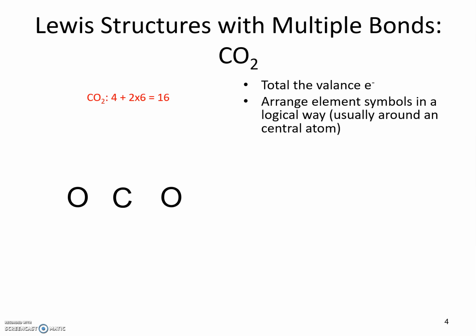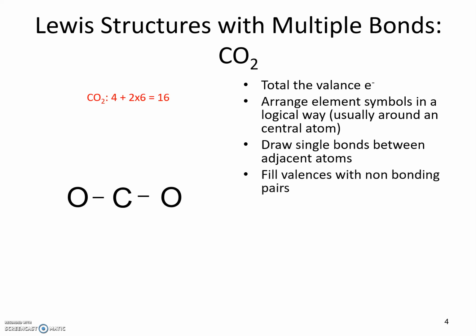Then, hopefully you remember, the next step is to draw single bonds between adjacent atoms. That is going to look like this. I'm using sticks once again for my bonds. And then I'm going to fill everything's valence. I'm still using all the same steps I used in my previous example. Non-bonding pairs means I'm going to pair up my electrons and make sure everything has a full octet. So that's going to look like this, and then like this, and then like this. Then we do the next thing on my list, which is to check the total.